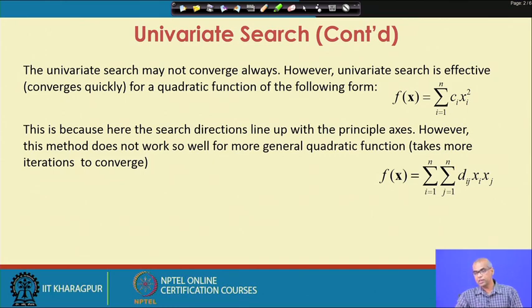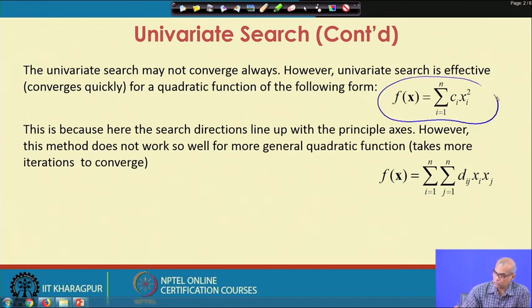However, univariate search is effective, that means it converges quickly for a quadratic function of the form x transpose C x, or you can write it as sigma I equal to 1 to n C I x I square. So, if your objective function is quadratic, of the form shown, the univariate search will generally converge quickly. This is because here the search directions line up with the principal axis.